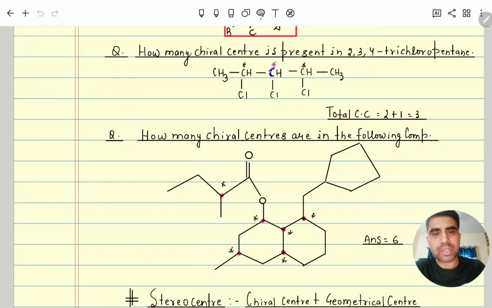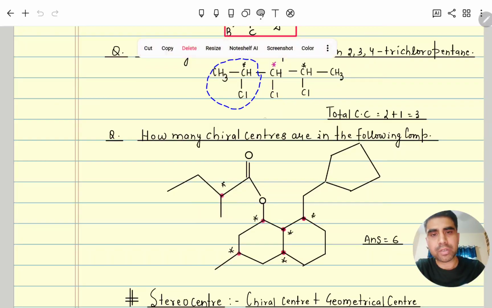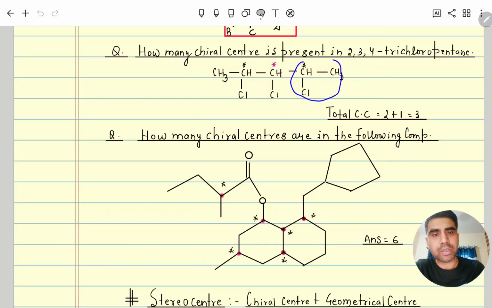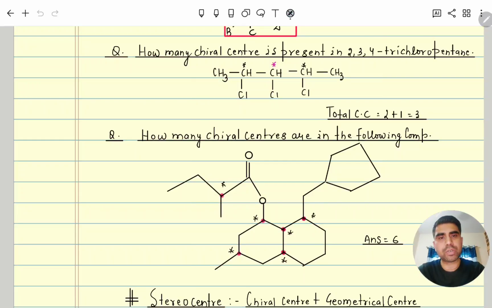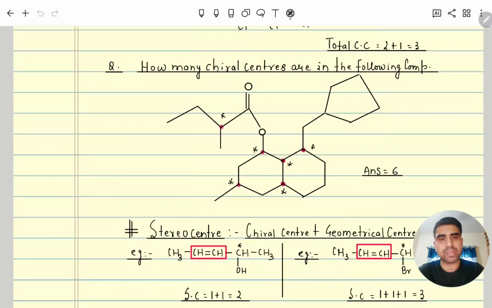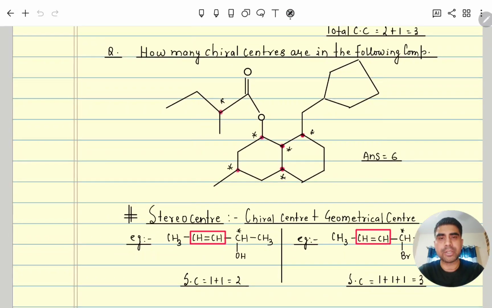Here this carbon is connected to hydrogen, chlorine, and two sets of groups of atoms which are the same, this one and this one. So this carbon has a plane of symmetry. Such types of chiral centers are called pseudo-chiral. So total chiral centers here are 2 plus 1, 3. A pseudo-chiral center is also considered a chiral center, meaning it has optical activity.